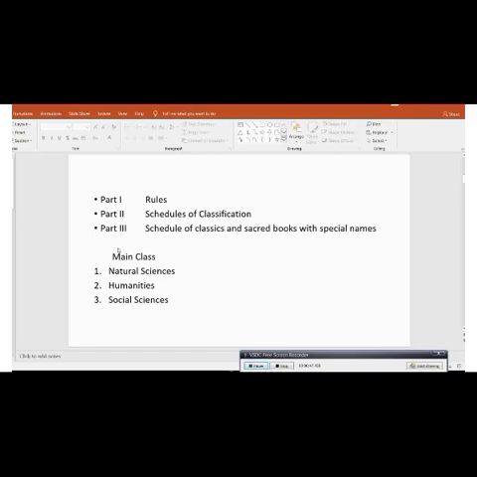Then the colon classification is divided into three parts. Part 1 rules, Part 2 schemes, schedule of classification, Part 3 schedule of classifiers of the sacred with the special names. So the whole world is divided into three parts: natural science, humanities and social sciences.